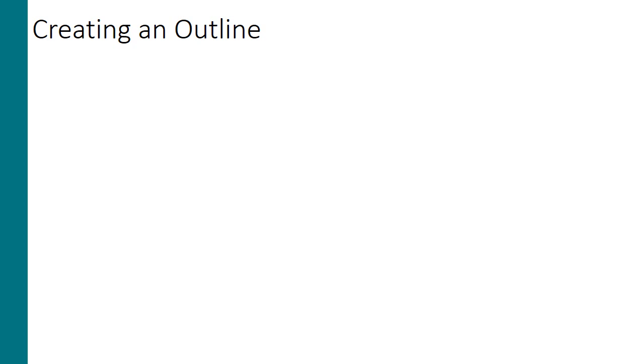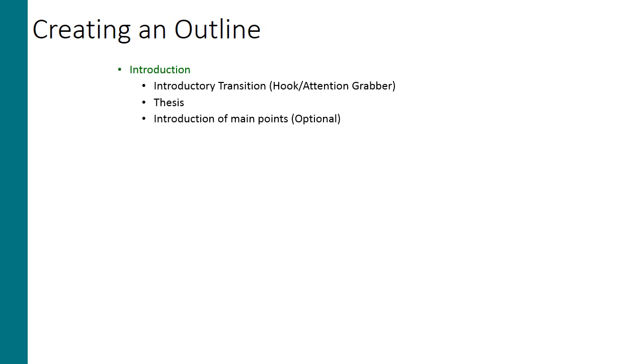So for your assignment, you need to create an outline. I'm going to give you a quick overview of what the outline looks like, and I will have a template, and I'll have an outline example in the assignments column as well. First of all, you have to have an introduction. So that's one piece of your outline. And your introduction will include a hook or attention grabber.